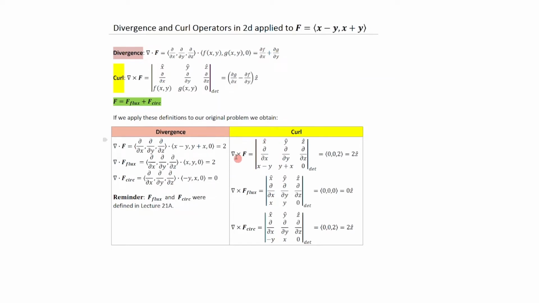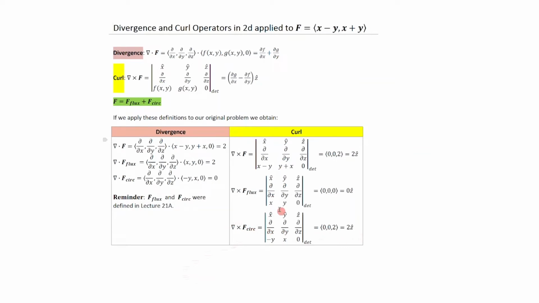For the curl, we take the curl of the vector field. So this is a typical way of setting it up. The first row is going to be the unit vectors. The second row, the partial derivatives, which would be this one here. And the third row are the components of the vector field. If you do this computation, you end up with 0, 0, 2, which is 2 in the z hat component. If you take only the flux component and take its curl, you'll end up with 0. If you take only the circulation component and take its curl, you'll end up with 2 z hat.